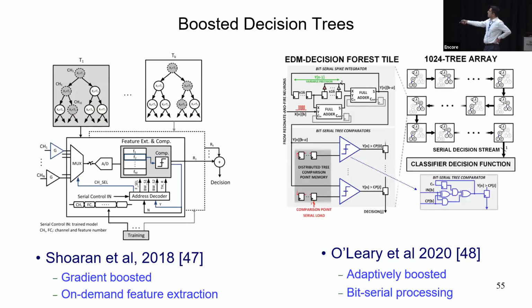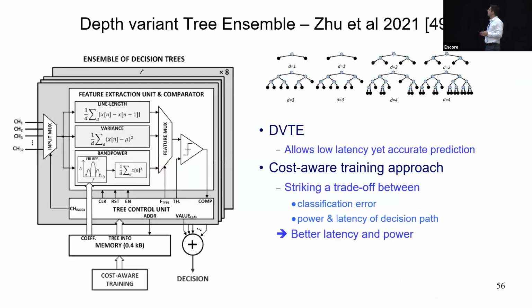These are two examples of decision tree classifiers. On the left, we see a gradient boosted decision tree classifier, where the authors used an interesting architectural idea that allowed them to do on-demand feature extraction, meaning that they didn't need to extract all the features before starting classification. And on the right, we have another work where the authors used 1024 shallow trees that are working in parallel and are adaptively boosted to perform seizure detection. They also used an interesting idea of bit serial processing to make things more hardware friendly.